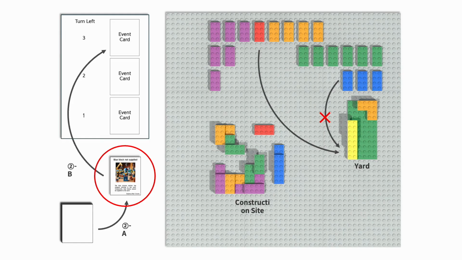We will also show you how event cards work. In the above situation, blue blocks cannot be supplied to the yard. In situations like this, players can proceed with the game by referring to the CPM and modifying their strategy to complete the red modules.